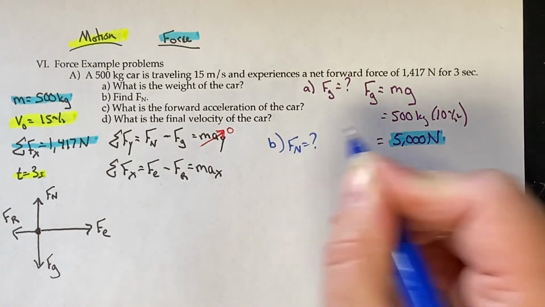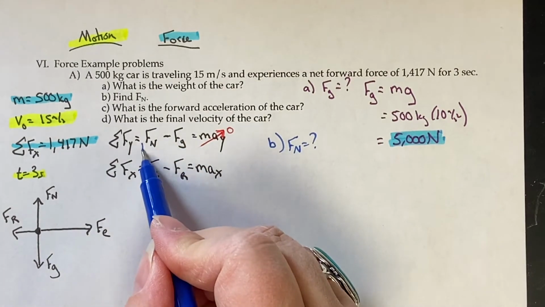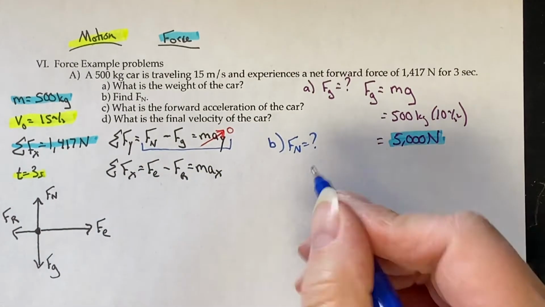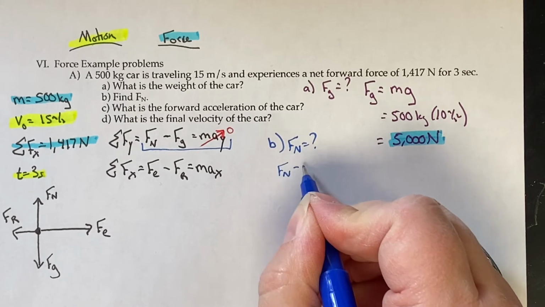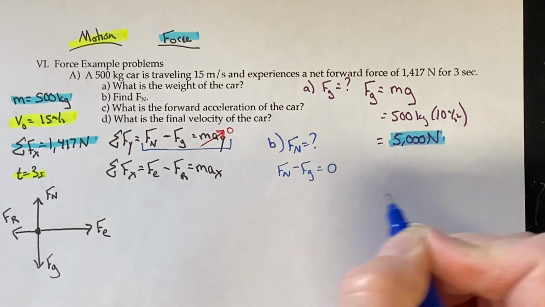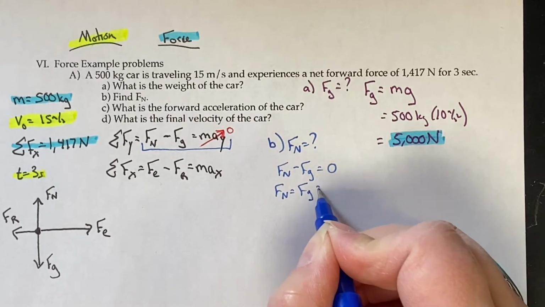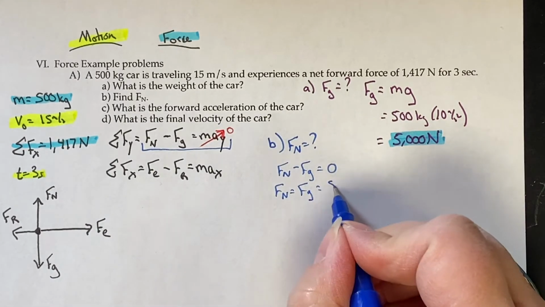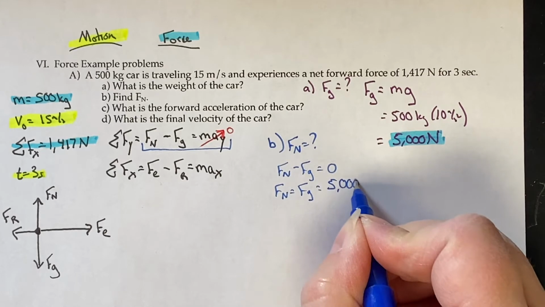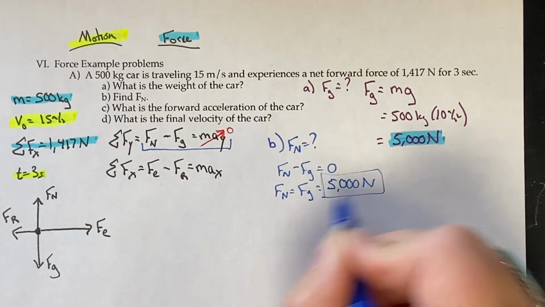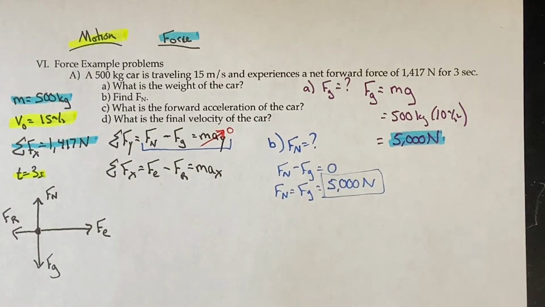Part B says find the normal force. Well, I actually have that equation written out already. So the normal force minus the weight is equal to 0, which means that the normal force is equal to the weight, equal in opposite direction. So the normal force would be 5,000 newtons up, and the weight is 5,000 newtons down.